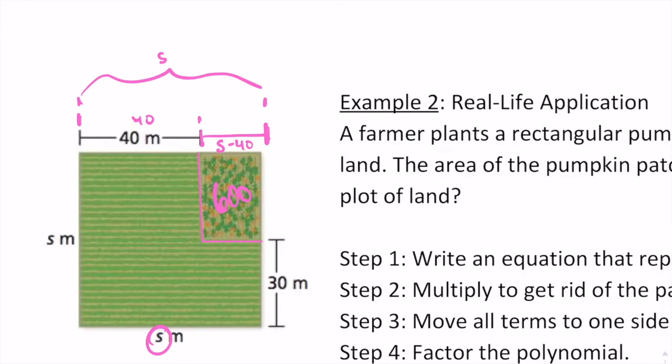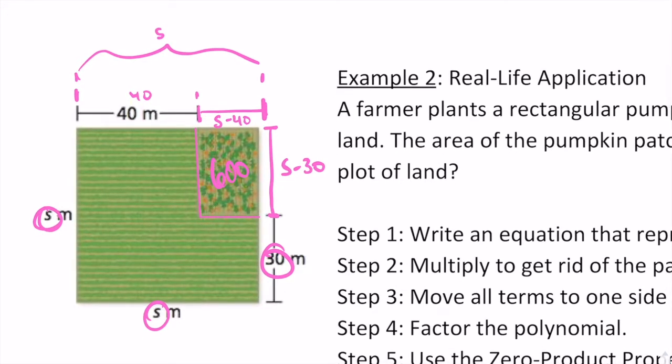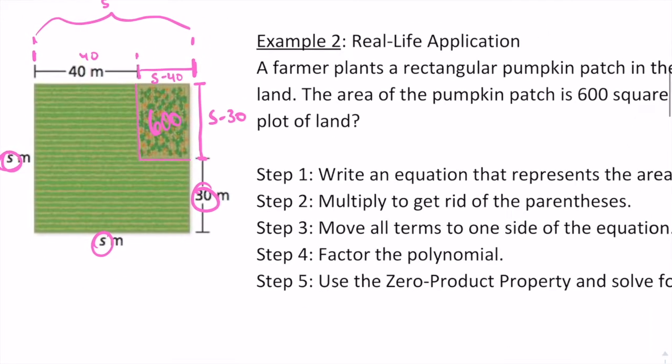Using the same thing, I get from here to here. If my entire thing is also S, this is 30, then this must be S minus 30. Right, you're taking the whole thing and you're subtracting what's used, and you get S minus 30. So from here, you could figure out the dimensions.